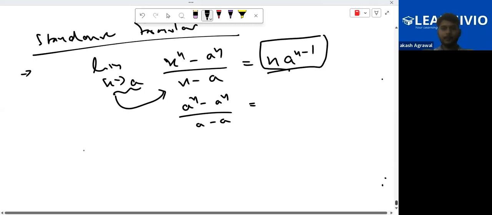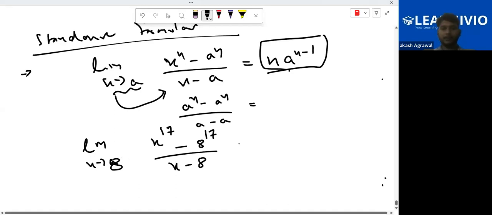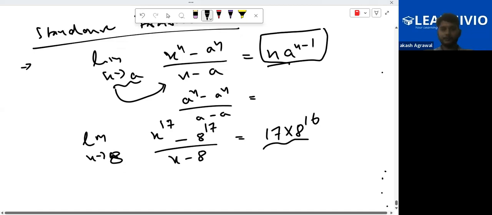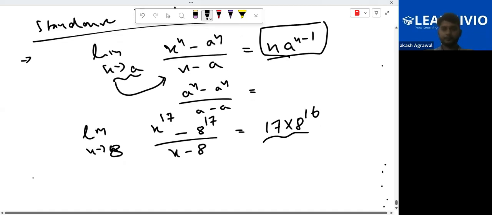For an example, if you have limit x tending to 8, x to the power 17 minus 8 to the power 17 upon x minus 8. So you can directly write the formula as 17, a is 8, and 17 minus 1 is 16. This will be the answer. Got it? Yes.